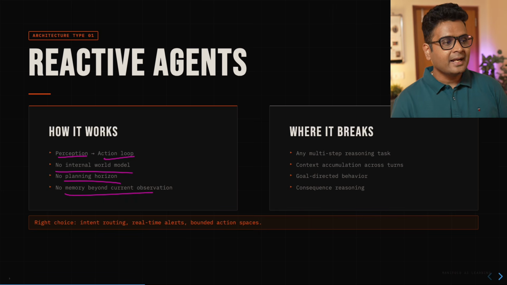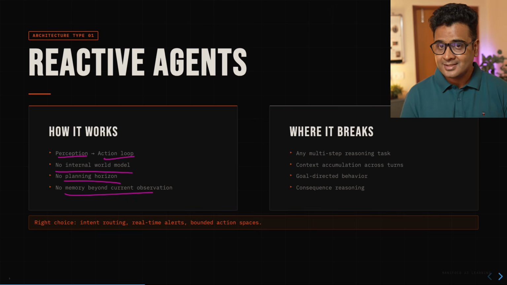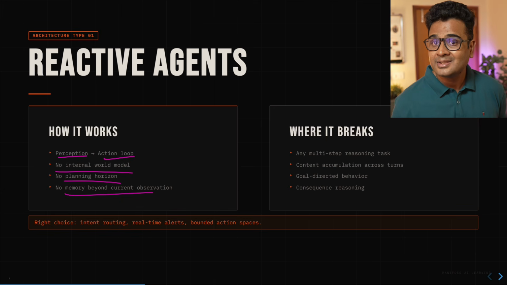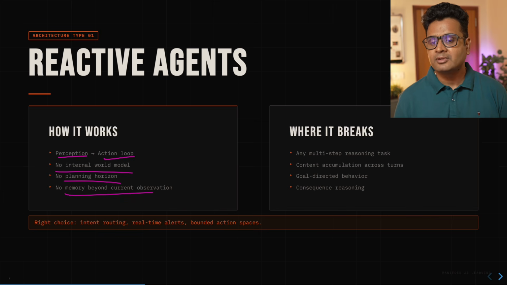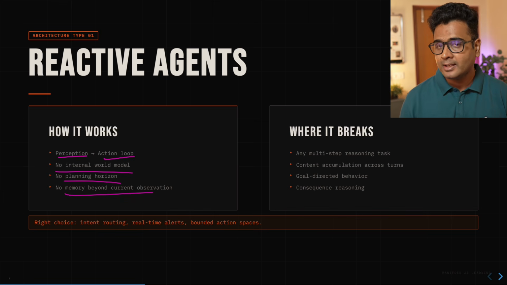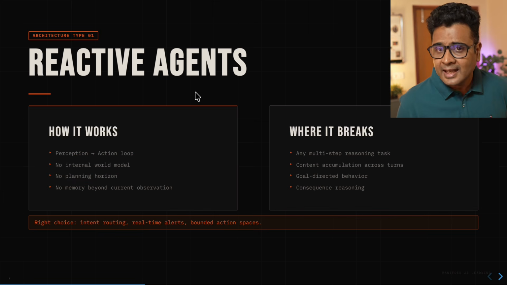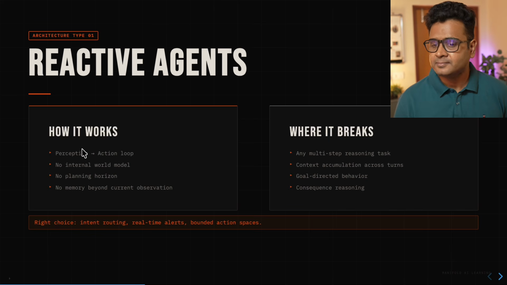Reactive agents are genuinely the right choice when you're dealing with a latency sensitive application, or a task where the action space is well defined. Think of intent classification, real time routing, or alert response: anything where you can enumerate the expected inputs and map them to bounded outputs. That's where reactive agents are suitable.